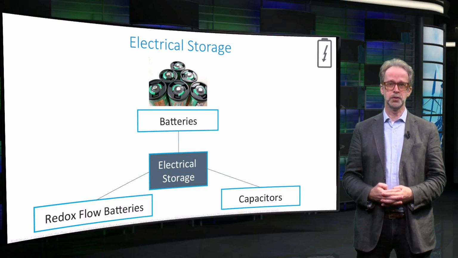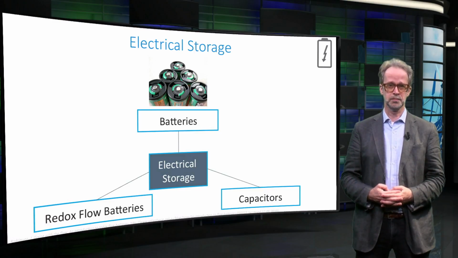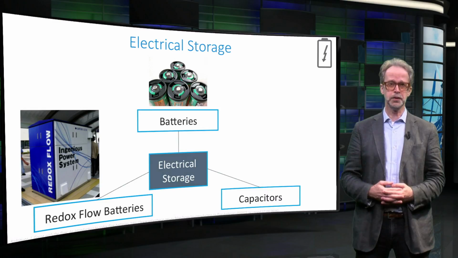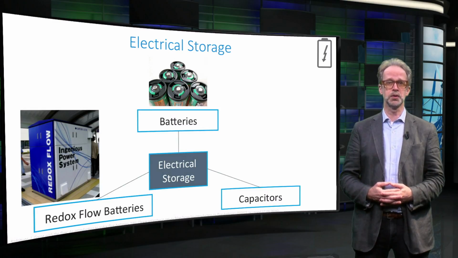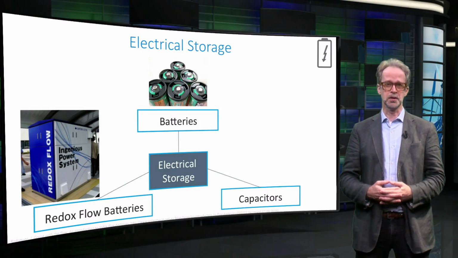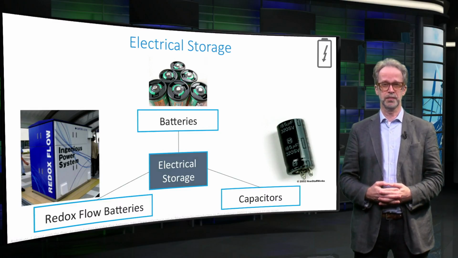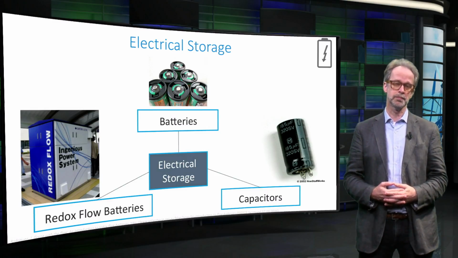The normal batteries that you use in cell phones and laptops store energy in solid electrodes. In contrast, the redox flow battery is specifically designed for large-scale applications, and in this case the energy is stored in a liquid electrolyte. In both cases, the chemical nature of the constituents is changed. The third form of storage is the capacitor. It is based on a physical storage principle. The energy is stored in an electric field.